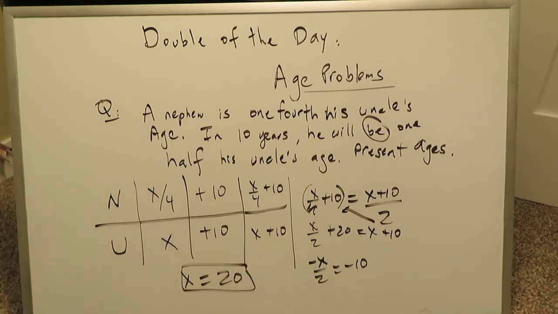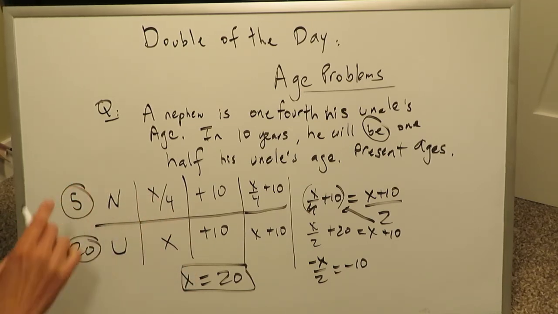So now we have to actually answer the question. If uncle is an x, it means the uncle must be 20 years old. The nephew is x over 4, so you must be 20 divided by 4, 5 years, and you are done.